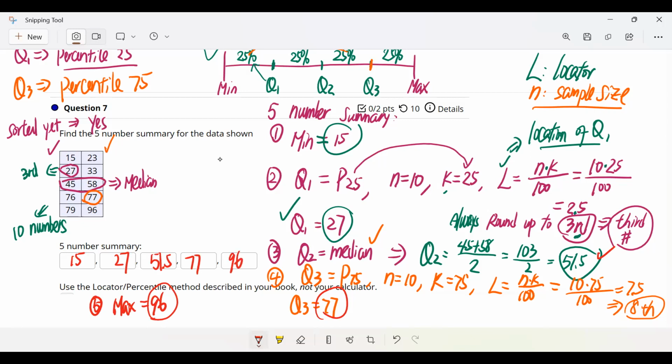51.5 isn't on the summary, is it? Yes, it's the median, right? So it's right here: minimum, quartile 1, quartile 2, which is the median, quartile 3, maximum. Got it. Right? 5 numbers. That's why it's called the 5 number summary. Is that clear? Everybody following this? Yeah, I think I got it.